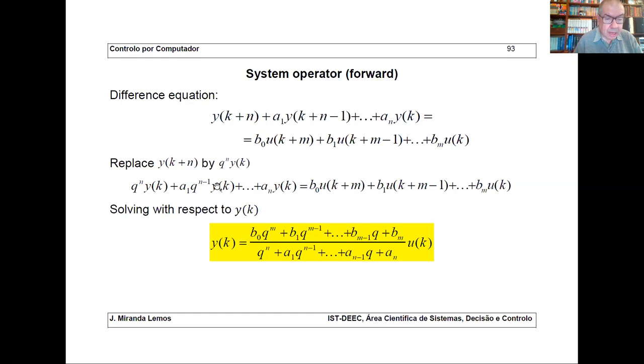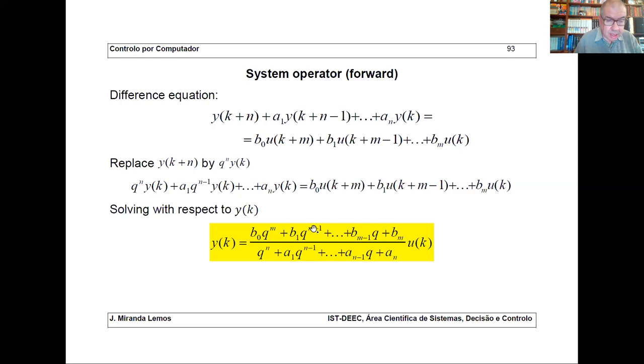And if you proceed in an algebraic way as if Q was a variable, you do some algebra and you solve it with respect to Y of K and you get this expression, okay? And this is the so-called system operator or impulse system operator. Actually, it is a way of codifying the coefficients that define the system. And these coefficients are the A's, the B's, and N and M.